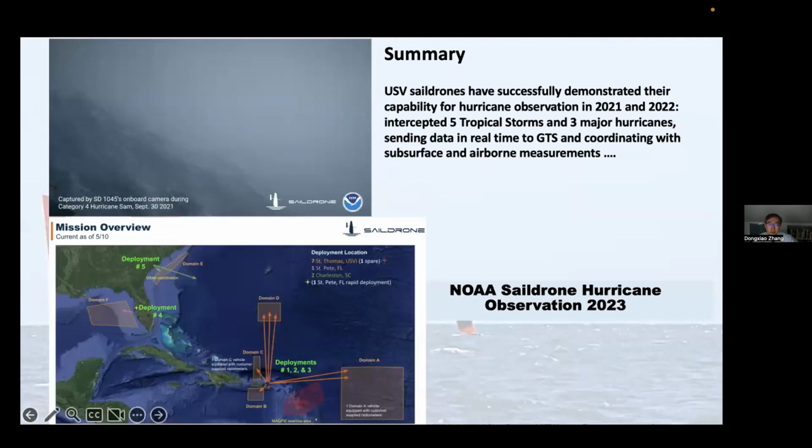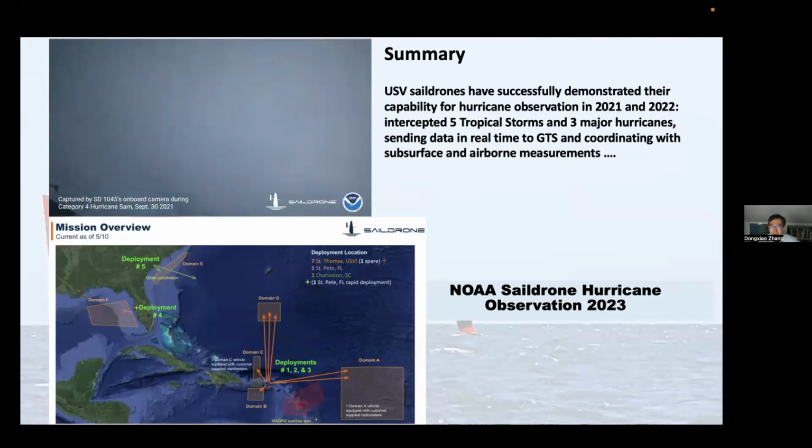So in summary, the USV sail drones have successfully demonstrated their capability for hurricane observation in 2021 and 2022. The movie was captured by the camera on board sail drone SD-1045 inside the Category 4 Hurricane Sam.